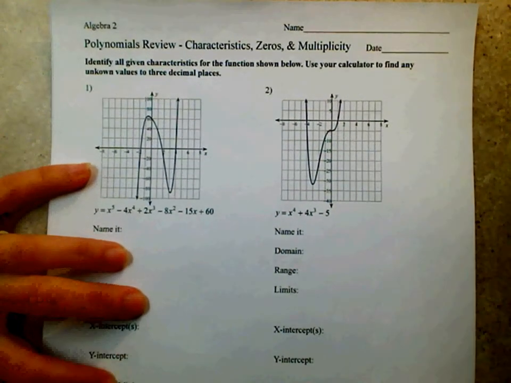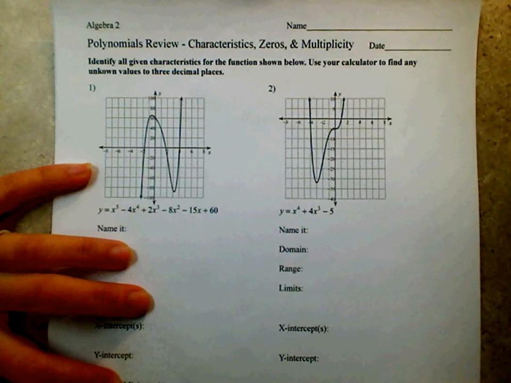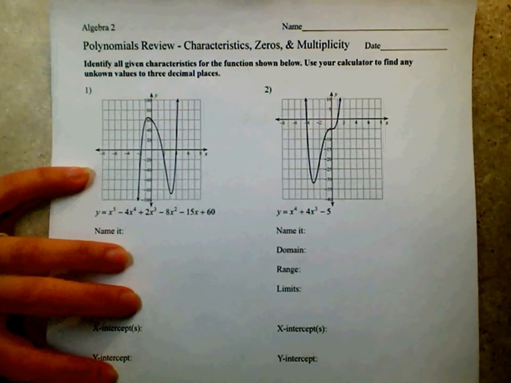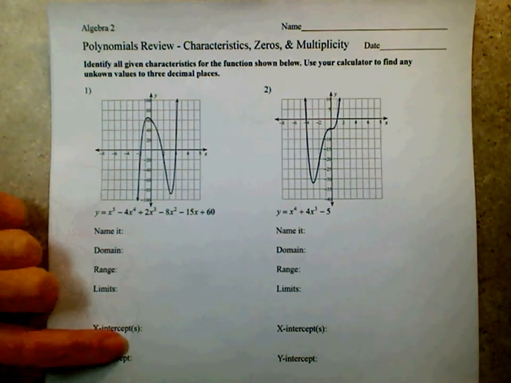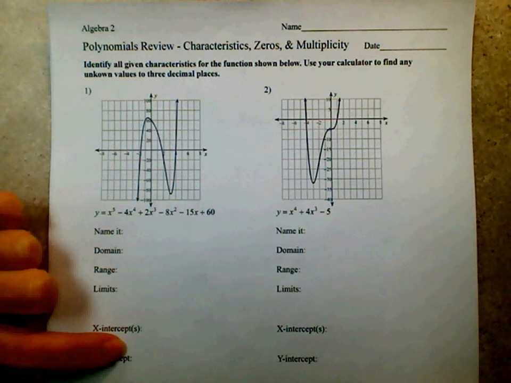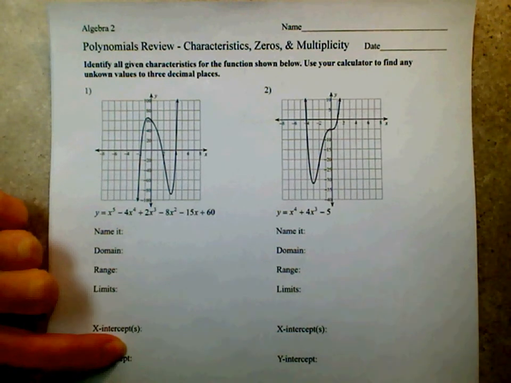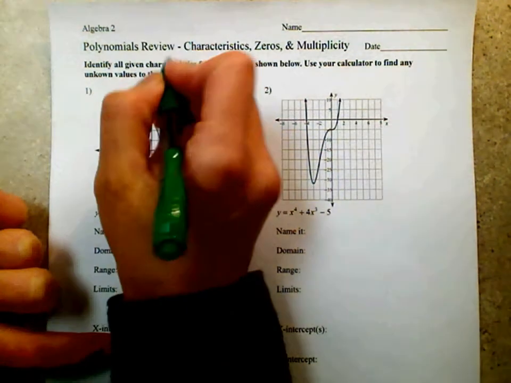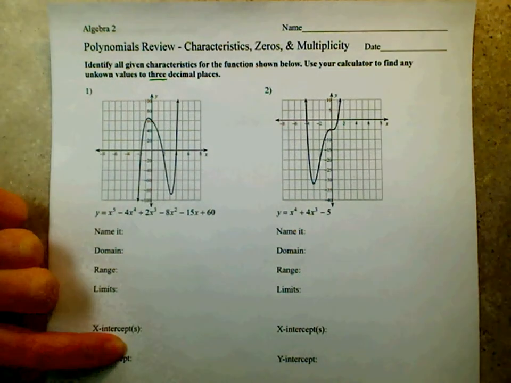Welcome to your polynomial review, characteristics, zeros, and multiplicity. On number 1, you are to identify all given characteristics for the function shown below. Use your calculator to find any unknown values to 3 decimal places.